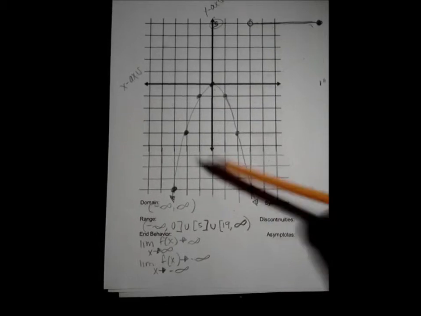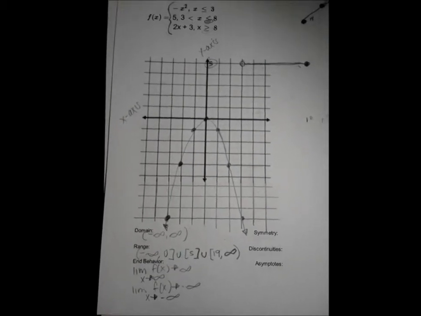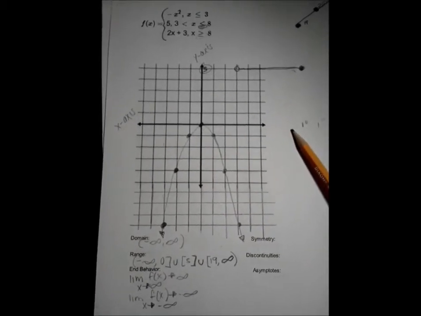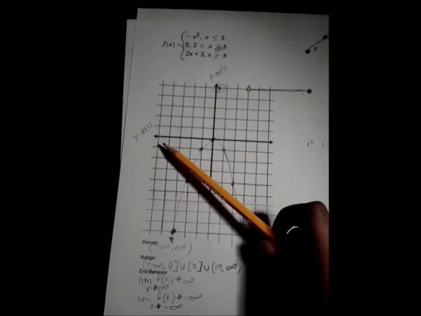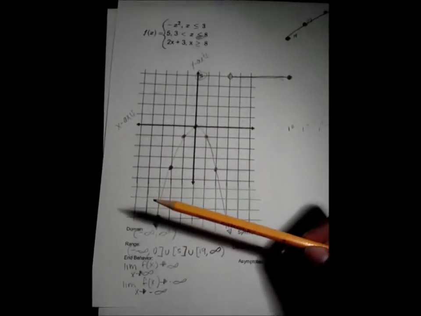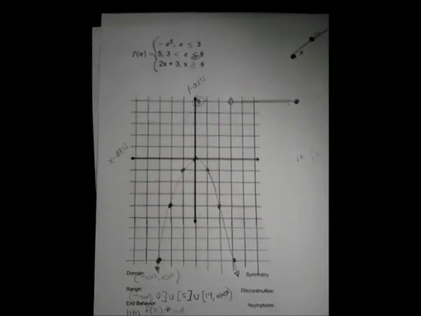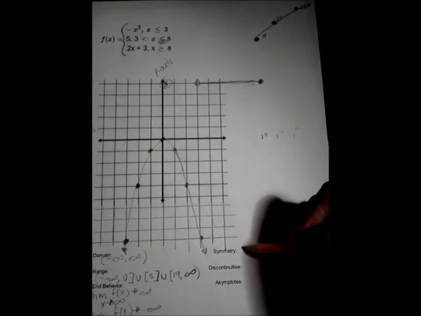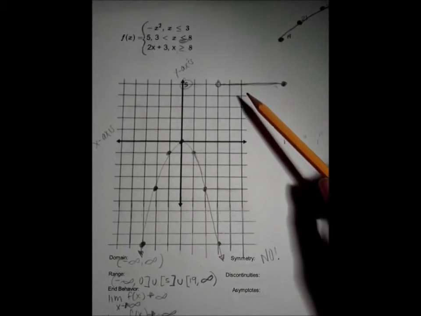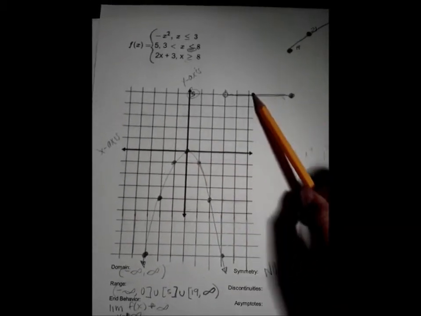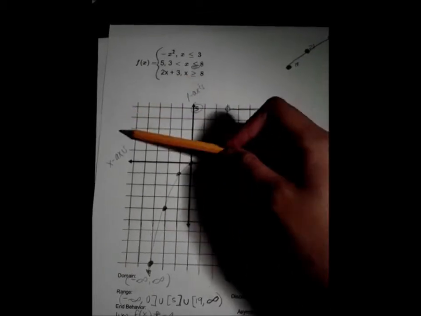Next is the end behavior. The end behavior is saying what the graph will do when x goes to infinity and when x goes to negative infinity. In this case, when x goes to infinity, the graph also goes to infinity. And when x goes to negative infinity, the graph goes down to negative infinity. On this graph, there is no symmetry, because this part looks like it's symmetric, but there's no lines like these on the other side of the x-axis.